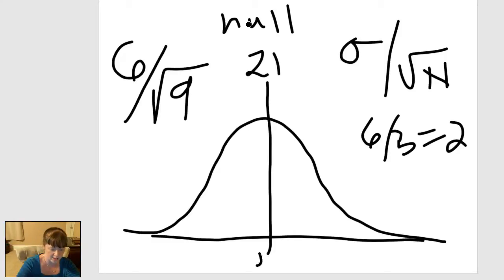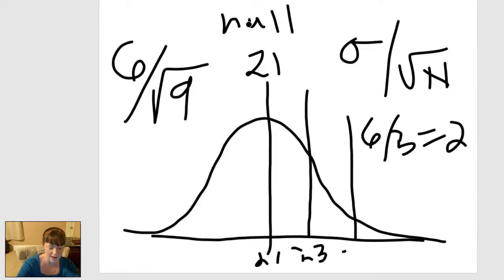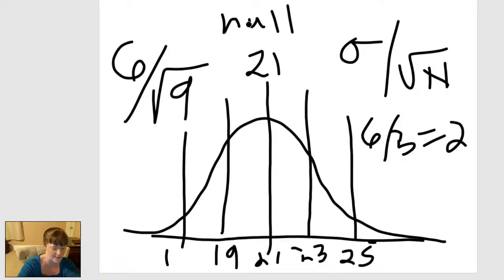So 21 is here. And then 1 standard error away is 23. 2 standard errors away is 25. 1 standard error below would be 19. And 2 standard errors below would be 17. And so this is my null hypothesis sampling distribution of the mean.